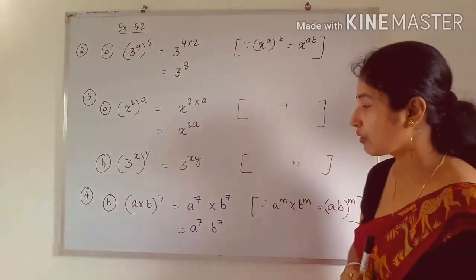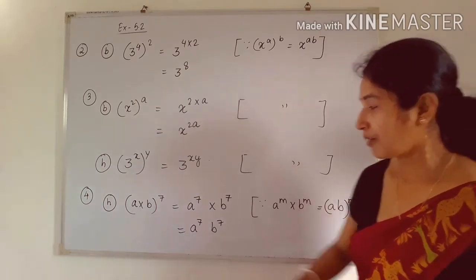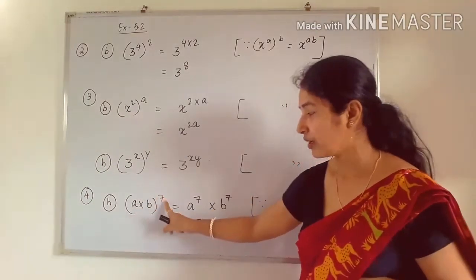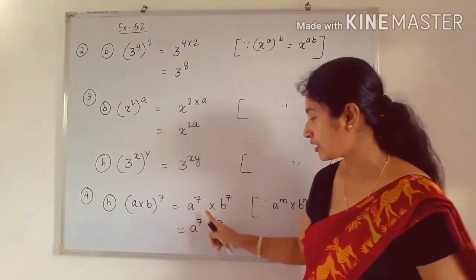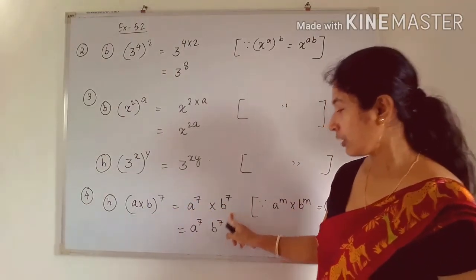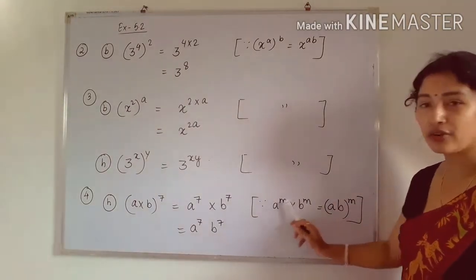Next come to question number 4. a into b whole to the power 7. That means the base is different, the power is same, the power is common. So we can write this as a to the power 7 into b to the power 7. Okay, so what law are we using? Yes, the base is different but the power is same.